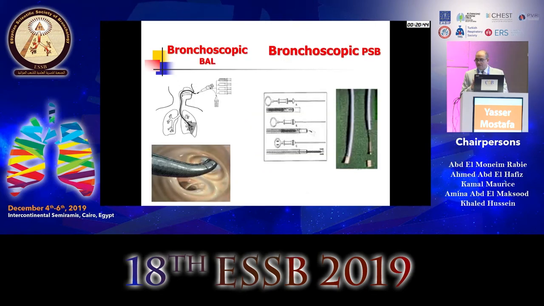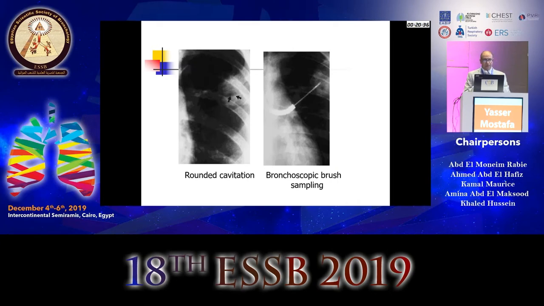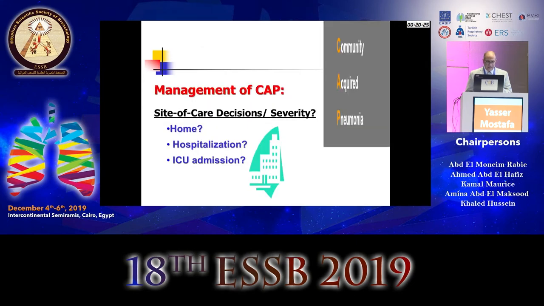Sometimes we have a sample from BAL, bronchoalveolar lavage, through the bronchoscope. Sometimes in certain situations, we may need a protected specimen brush sample in order to take representative samples in sensitive situations like immunocompromised patients and cases like this. But very rarely do we do this in CAP, except if it is complicated later on.